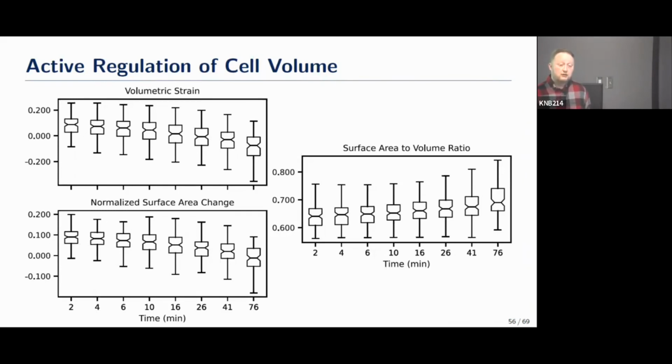So for an energetically conservative system, we'd expect it to continue to swell. If you're spending energy, if you have an energy source, ATP in the case of the body, then you might see a difference, which is what we're observing here.